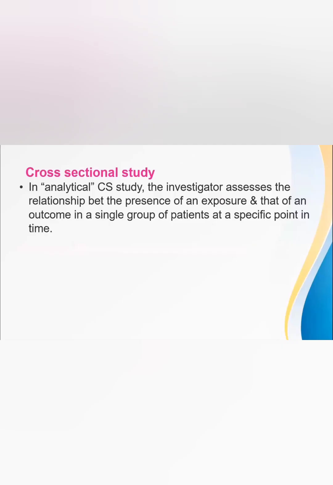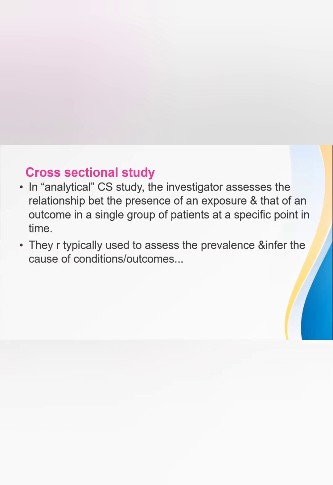In the analytical cross-sectional study, the investigator assesses the relationship between the presence of an exposure and that of an outcome in a single group of patients at a specific point in time. They are typically used to assess the prevalence and infer the cause of the condition or outcome. The general design involves defining the target population, deriving a sample of that population, and defining the characteristics being studied.